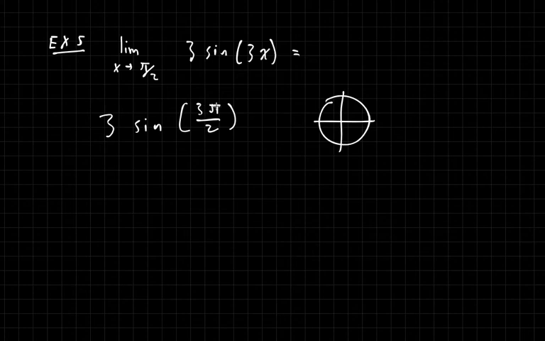Okay, 3 pi over 2. So what is that? That's the equivalent of saying 3 divided by 2 times pi, and 3 divided by 2 is just 1.5. So 1 and then 0.5 pi. So like that. And we know that at this point, sine is negative 1, right? So it's just 3 times negative 1. So the answer would be negative 3 here.